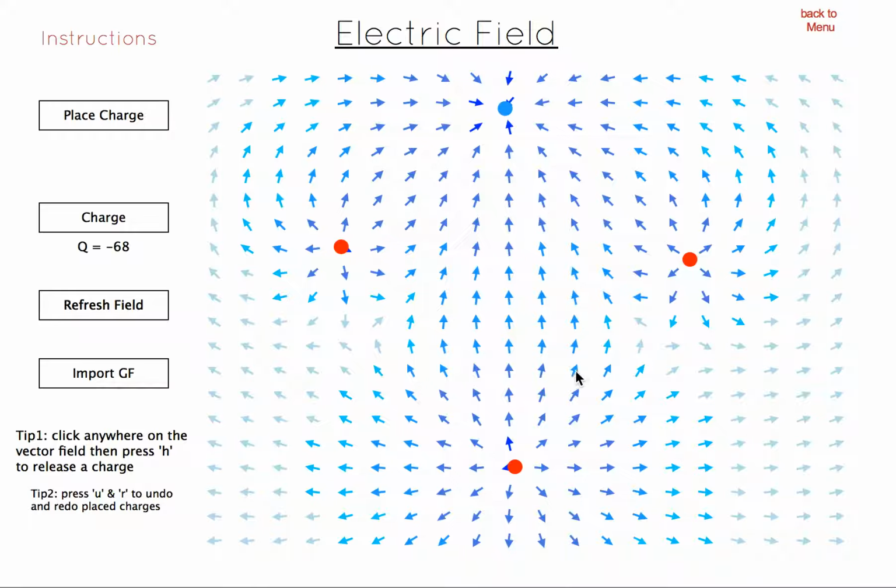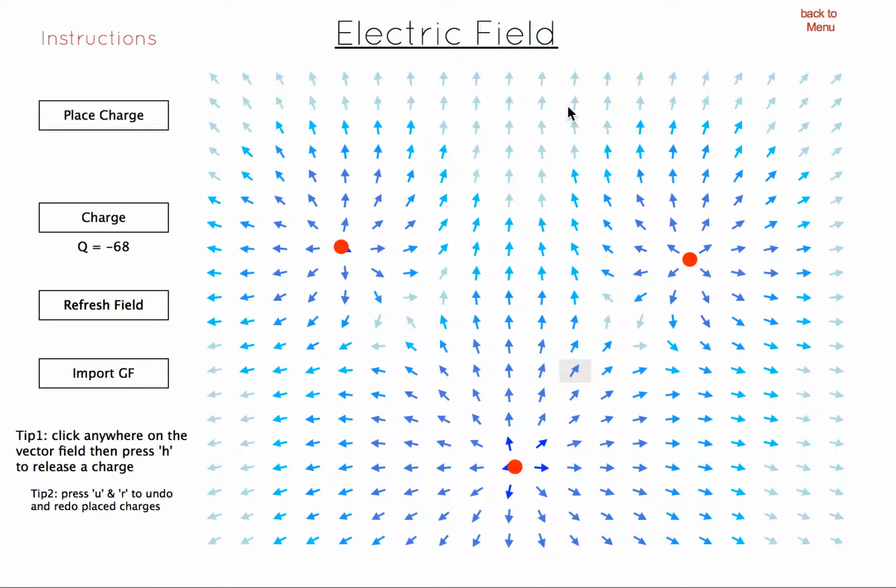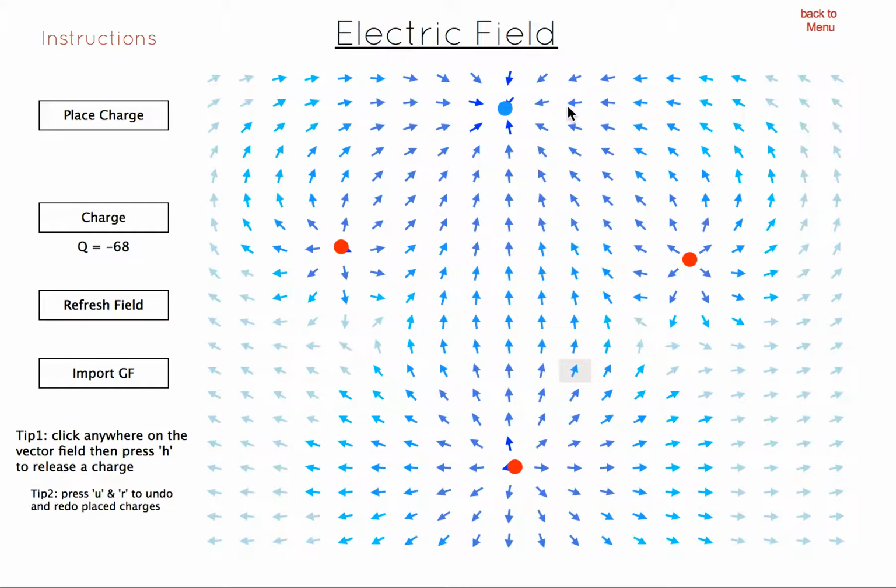If we click on a vector and press H, we see that a little particle appears that starts moving. This shows the path of a point charge, how it would move in this electric field. We can undo charges if we want to, and then we can redo. So we can edit this to our heart's content.